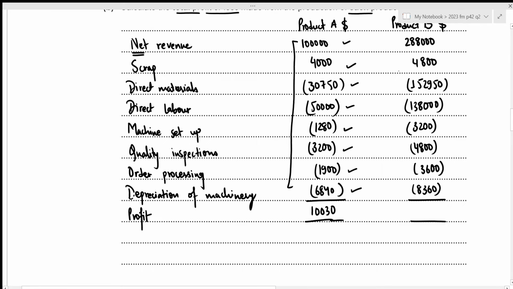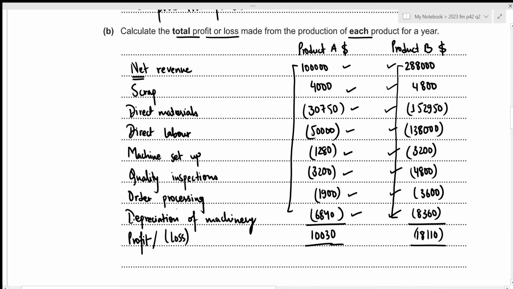Now we repeat the same process for product B. So we just have to add all of these. So that's 288,000 plus 4,800 minus 152,950 minus 138,000 minus 3,200 minus 4,800 minus 3,600 minus 8,360, which results in negative 18,110. So that's a profit. We have to write it down here as well. Okay, this concludes the second part of this question.